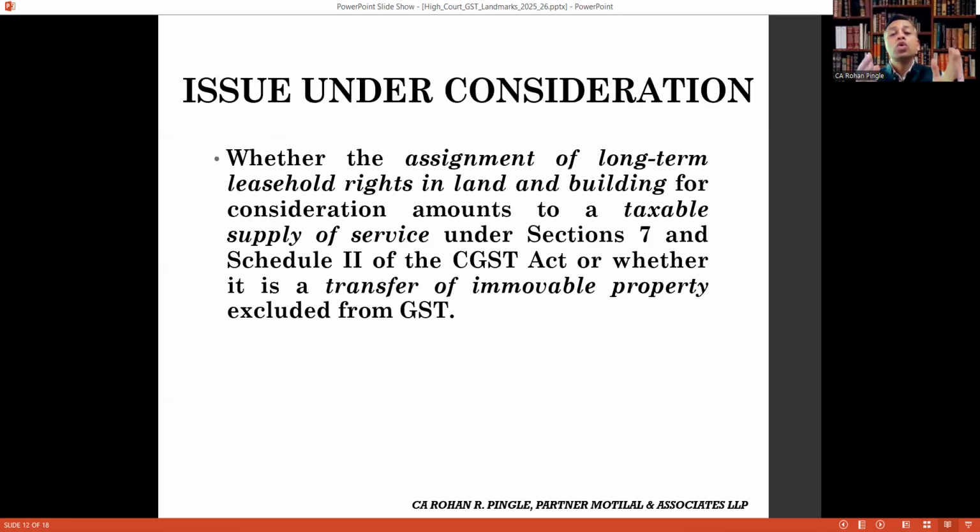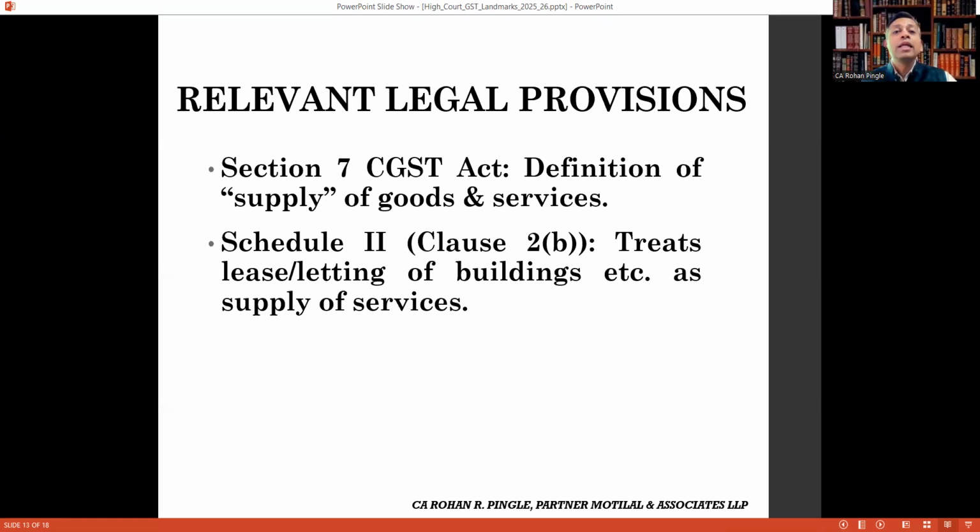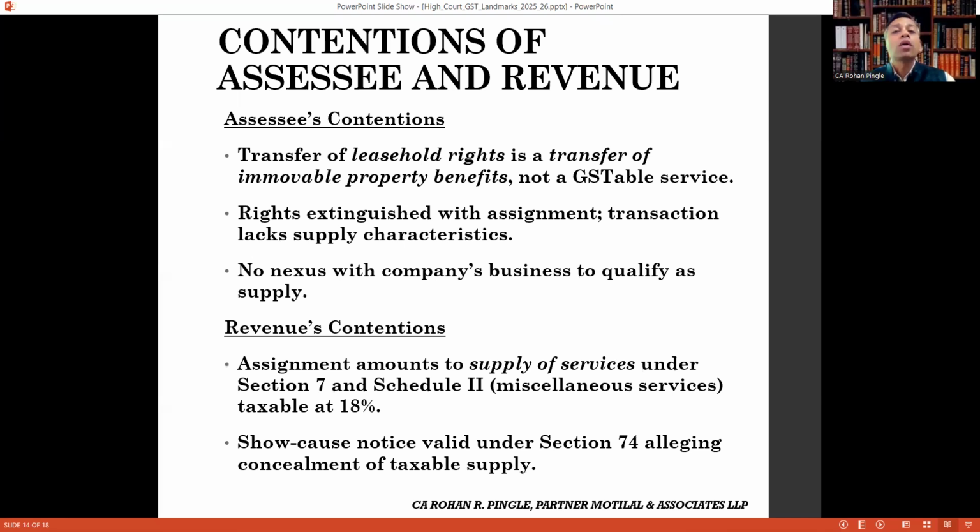So the issue under consideration was whether the assignment of long-term leasehold rights in land and building for a consideration amounts to a taxable supply of service under section 7 and schedule 2 of the CGST Act, or whether it is a transfer of immovable property excluded from GST. Let's see the relevant legal provision, that is section 7 and schedule 2. Let's see what were the assessee's contention and revenue's contention.